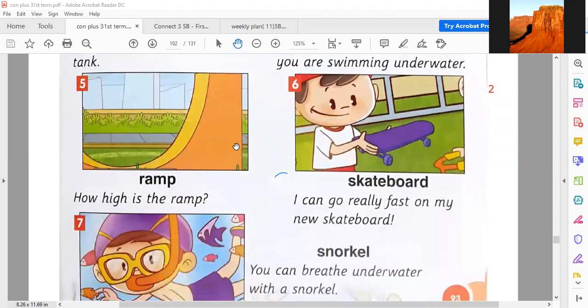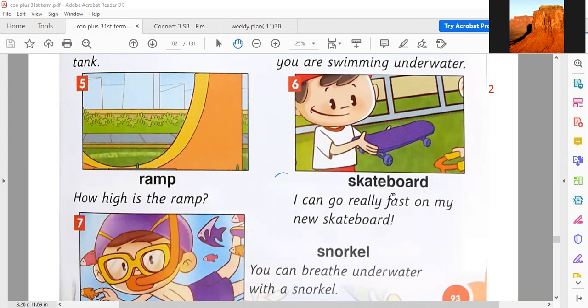Number 5. Ramp. Ramp is a place to walk in the street. Sorry, ramp is a place to skate. Look at the skateboard. Some children use the ramp to skate from one side to the other side.